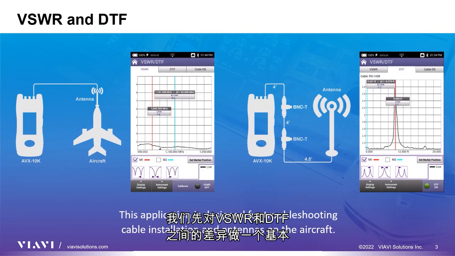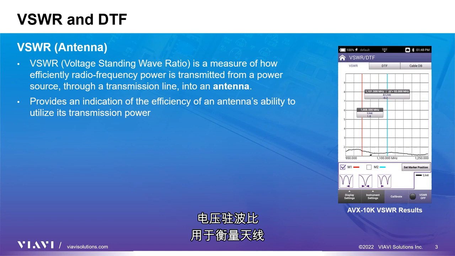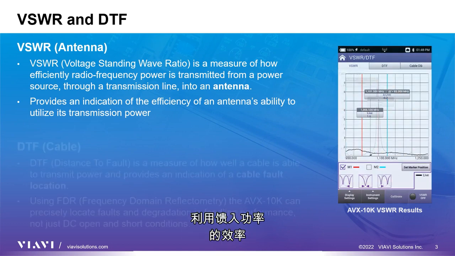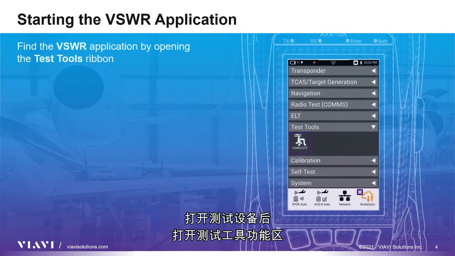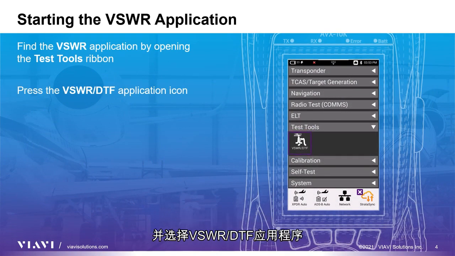Let's start with a basic overview of the differences between Vswr and DTF. Voltage standing wave ratio measures how efficiently an antenna utilizes the power fed to it. And DTF shows where a cable fault lies along the line from the AVX-10K. After turning on your test set, open the Test Tools ribbon and select the Vswr DTF application.